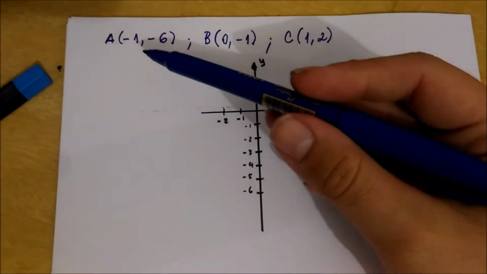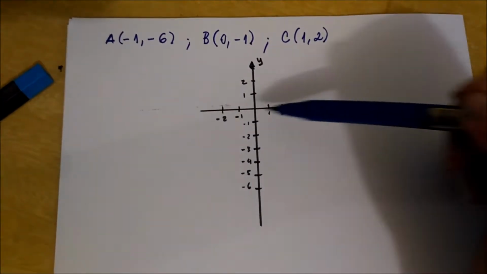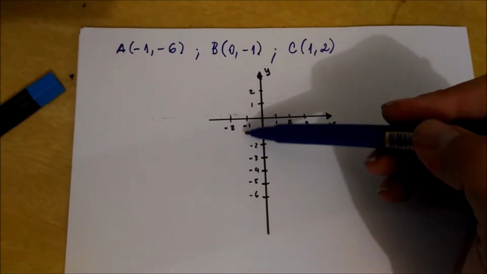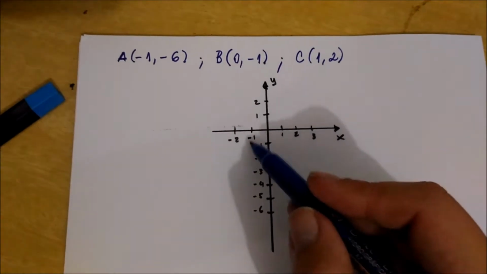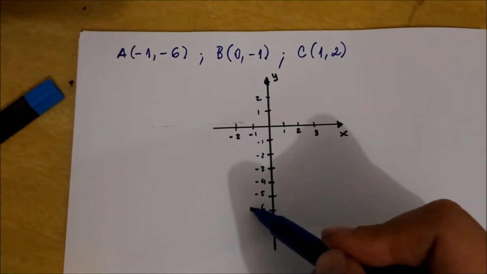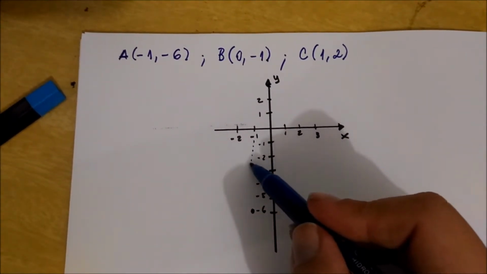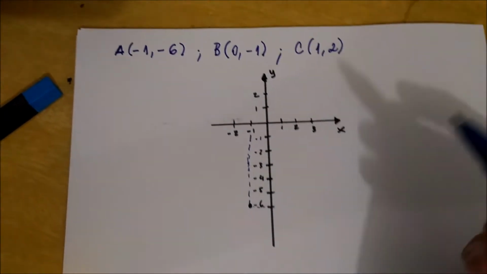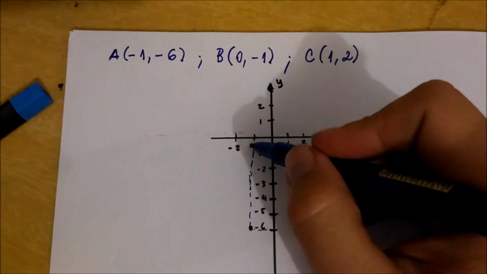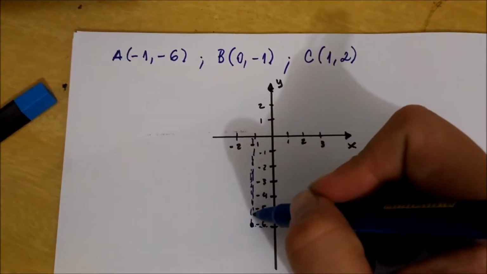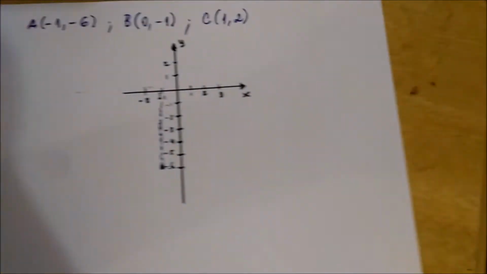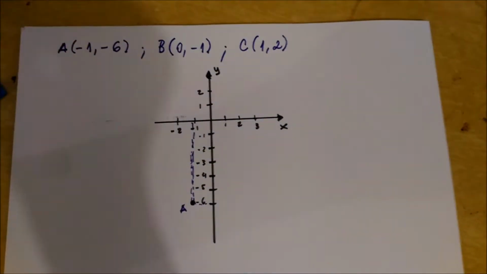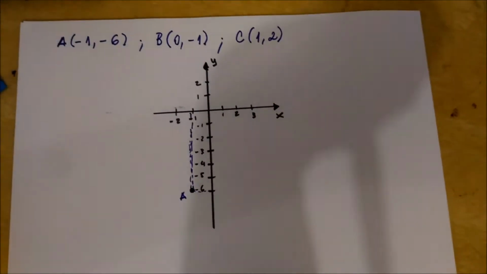So A is going to be -1 in x. Remember, x is here, so -1. And -6, so I know that it's going to be a point over here. You can draw these little dots to help you. Okay? Not very well done. This is the point. Okay? So this is the point A, -1, -6.